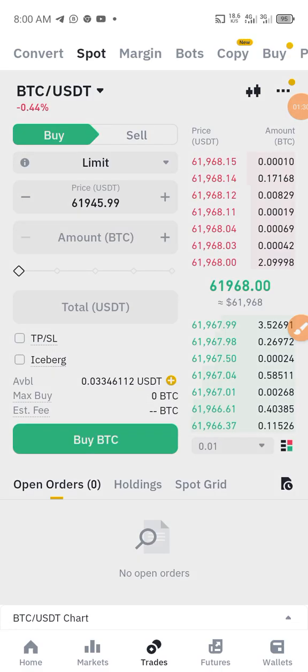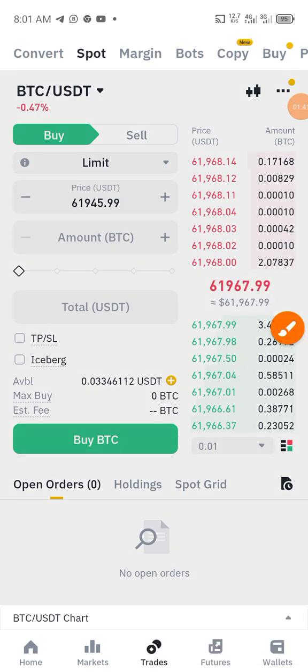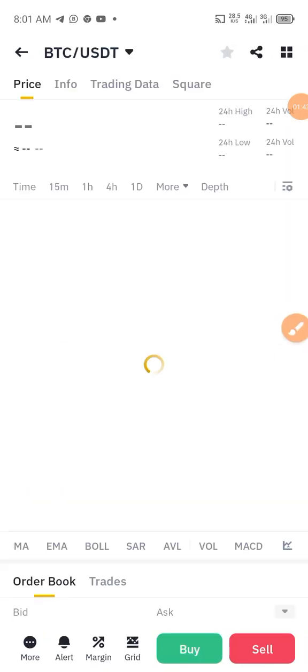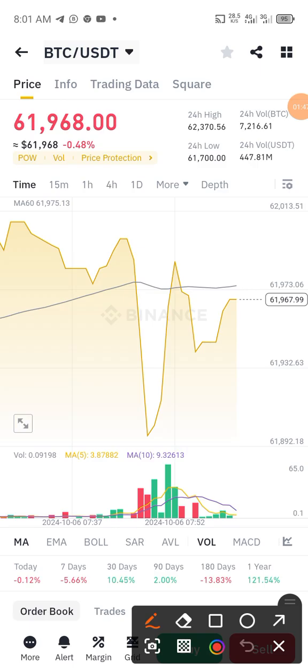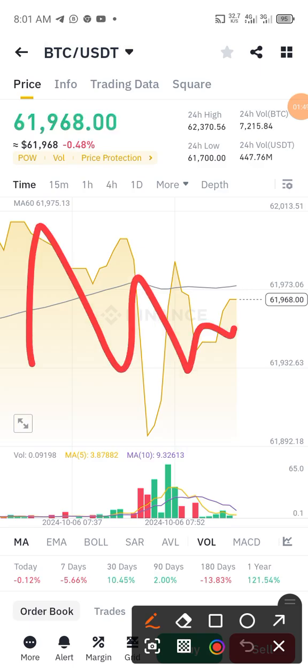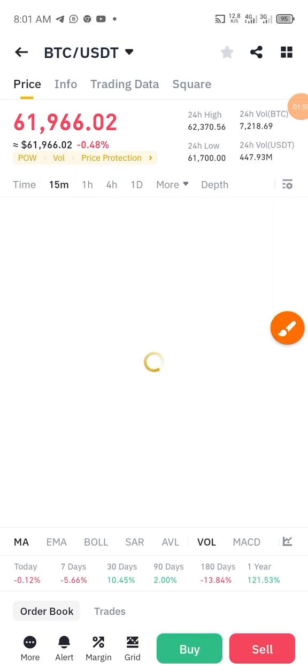Click on these candles in order to see the chart. Now this is the chart. If this is your first time on this chart, it's going to show you something of this nature, which you are not going to quickly cope with. So you click on 15 minutes. Let's click on 15 minutes and see the candles.